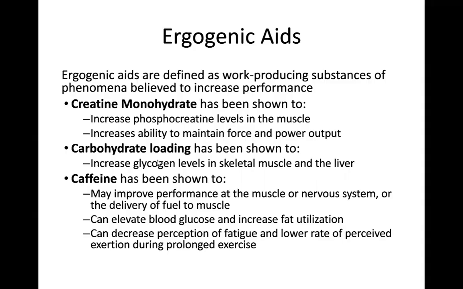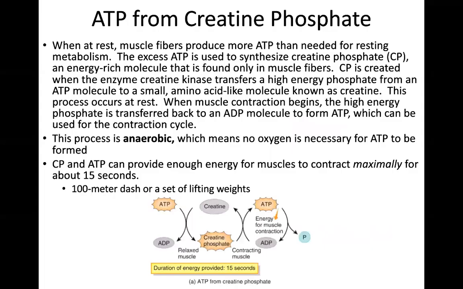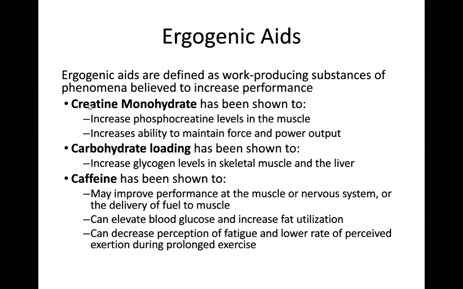Okay. Earlier we talked about making ATP from creatine phosphate. You can increase the amount of creatine in your body, which means you can store more ATP and thus use that ATP later on during exercise. This is done by supplementing with what's called creatine monohydrate. A lot of times people just call it creatine. I imagine a lot of people have heard of creatine supplementation before. It is beneficial because it improves the ability to maintain force and power output.